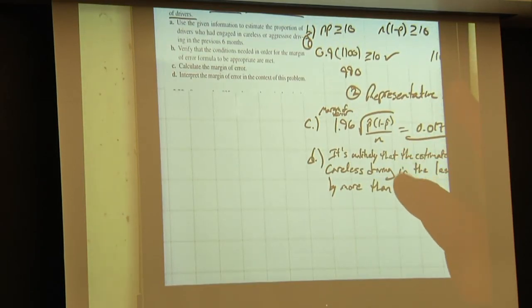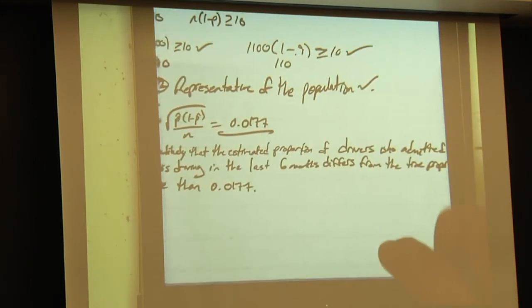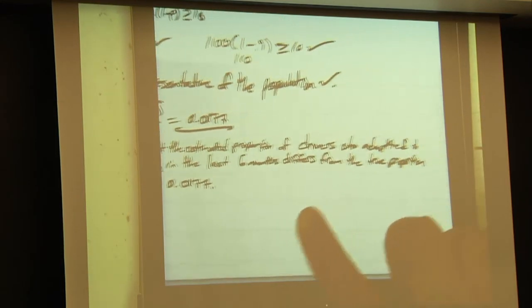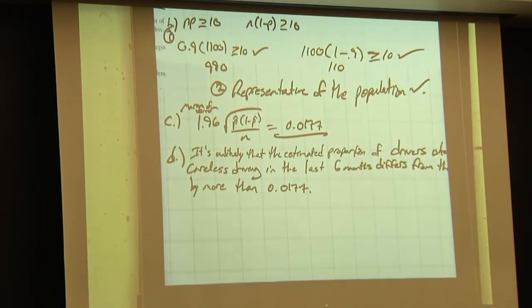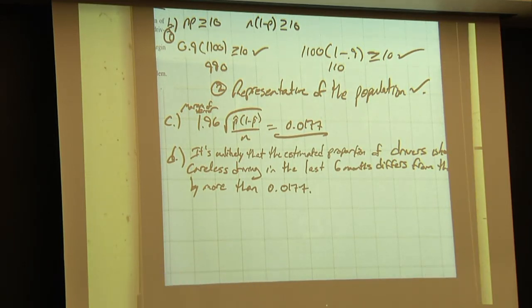In D, interpret the margin of error in the context of the problem. We would say it's unlikely that the estimated proportion of drivers who admitted to careless driving in the last 6 months differs from the true proportion by more than 0.0177. That's what it means to have our margin of error, okay? So we're not expecting the proportion to differ by more than our margin of error, if that makes any sense. Is that okay for margin of error? Okay, cool. Any other specific questions?